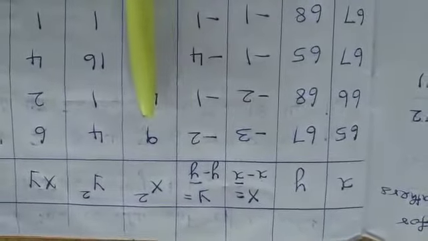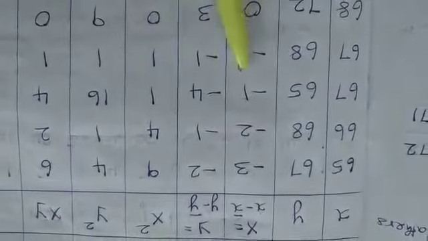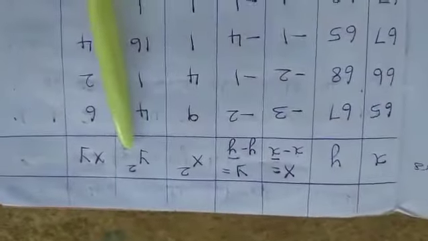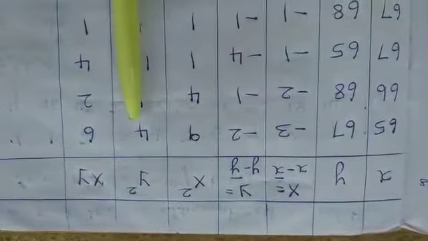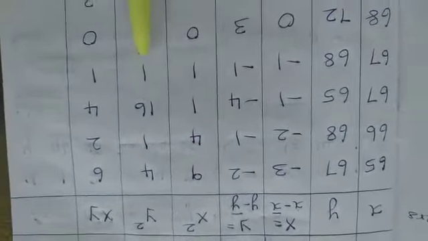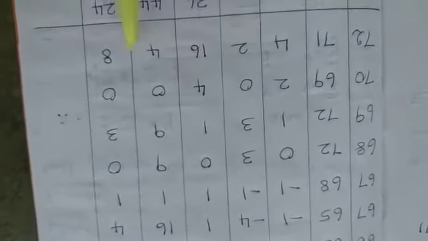So minus 3 squared is 9, minus 2 squared is 4, minus 1 squared is 1, minus 1 squared is 1, 0, 0, 1 squared is 1, 2 squared is 4, 4 squared is 16. And for the y square values: minus 2 squared is 4, minus 1 squared is 1, minus 4 squared is 16, minus 1 squared is 1, 3 squared is 9, 3 squared is 9, 0, 2 squared is 4.